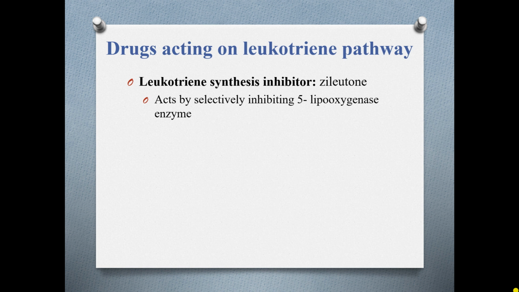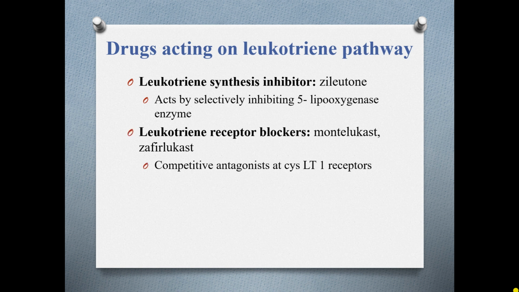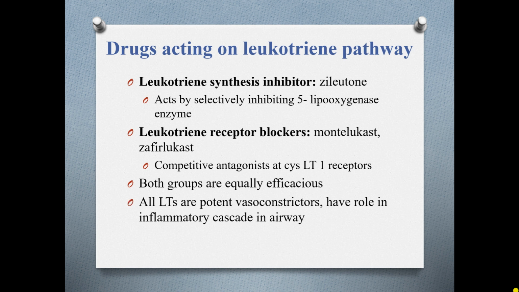Now we see the next category of drugs, that is drugs acting on the leukotriene pathway. They are drugs which inhibit leukotriene synthesis, that include zileuton, which acts by selectively inhibiting the 5-lipoxygenase enzyme and inhibits the production of leukotriene. And there are leukotriene receptor antagonists, that is montelukast and zafirlukast, which are competitive antagonists at LT1 type of receptors. Both groups are equally efficacious. All leukotrienes are potent vasoconstrictors, so they have a role in the inflammatory cascade of the airway also. These drugs can be given orally.